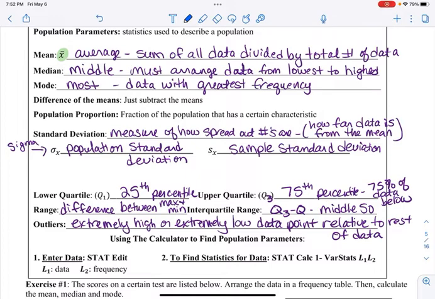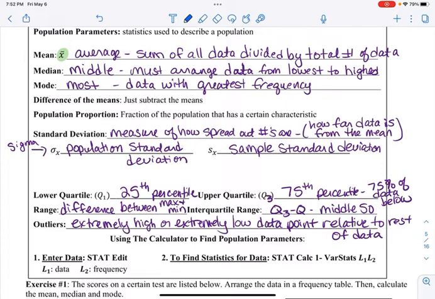So the standard deviation is the measure of how spread out the numbers are. Basically, how far the data is from the mean, right? If I have a mean of 80 for a test, are most of my scores between 70 and 90? Are they clustered around the mean? Or do they range more from 20 to 100? So the standard deviation is how spread out the numbers are, how far they are from the mean.